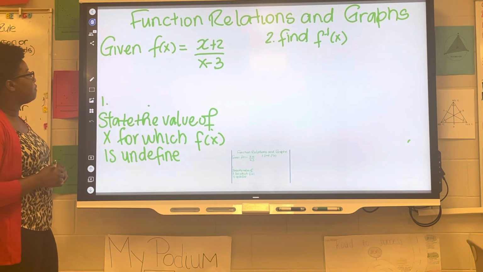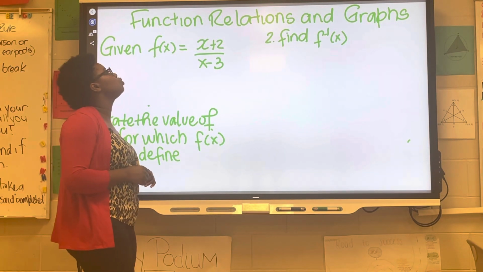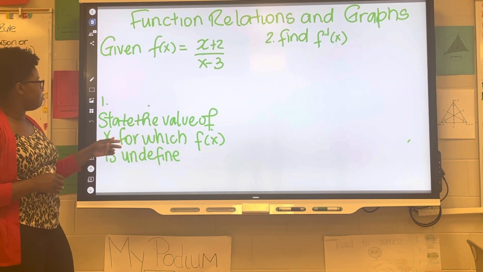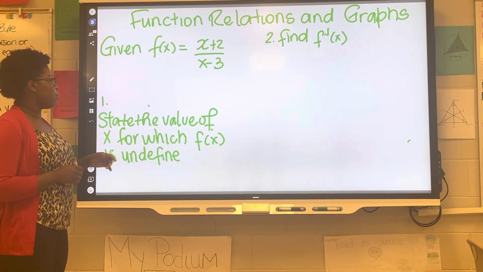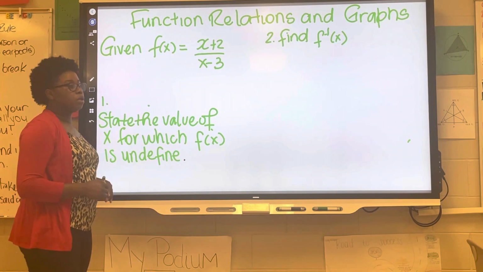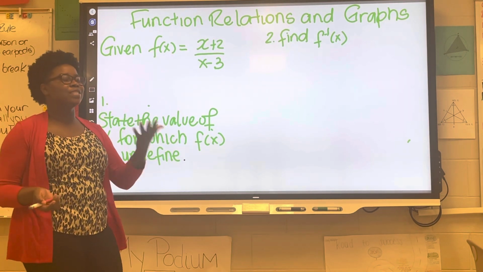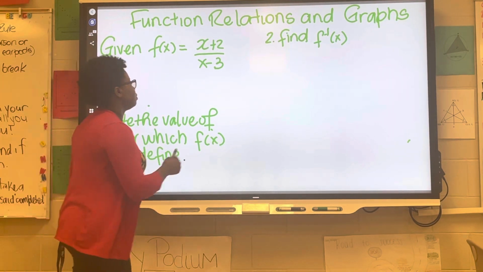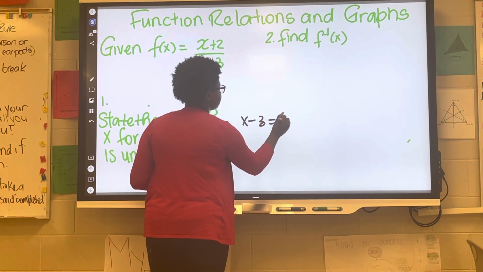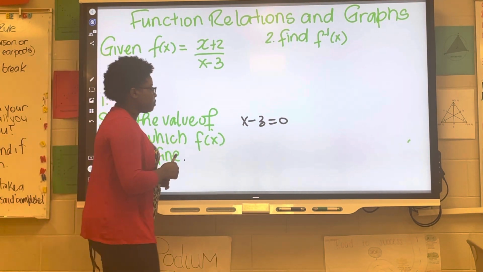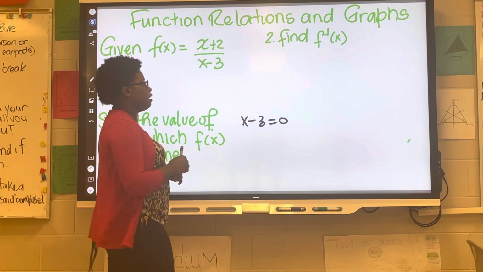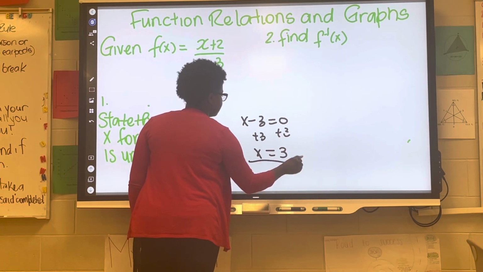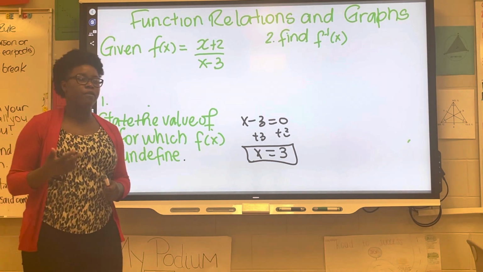So this one says, given the function f of x is equal to x plus 2 divided by x minus 3, you are asked to state the value of x for which f of x is undefined. So to know if a function is undefined, all you have to do is to equate the denominator to 0. So we say x minus 3 is equal to 0. We first solve for x, so we add 3 on both sides. So x is equal to 3. So if x is equal to 3, that makes the function undefined.